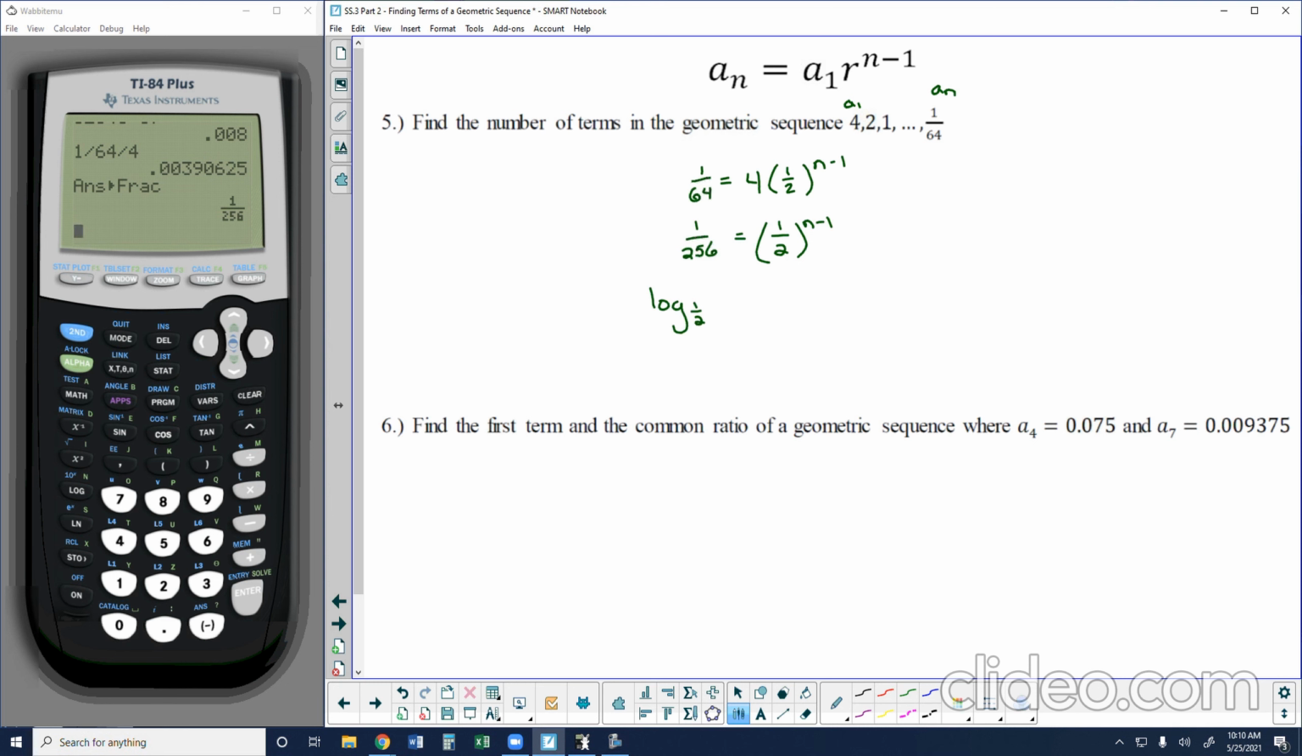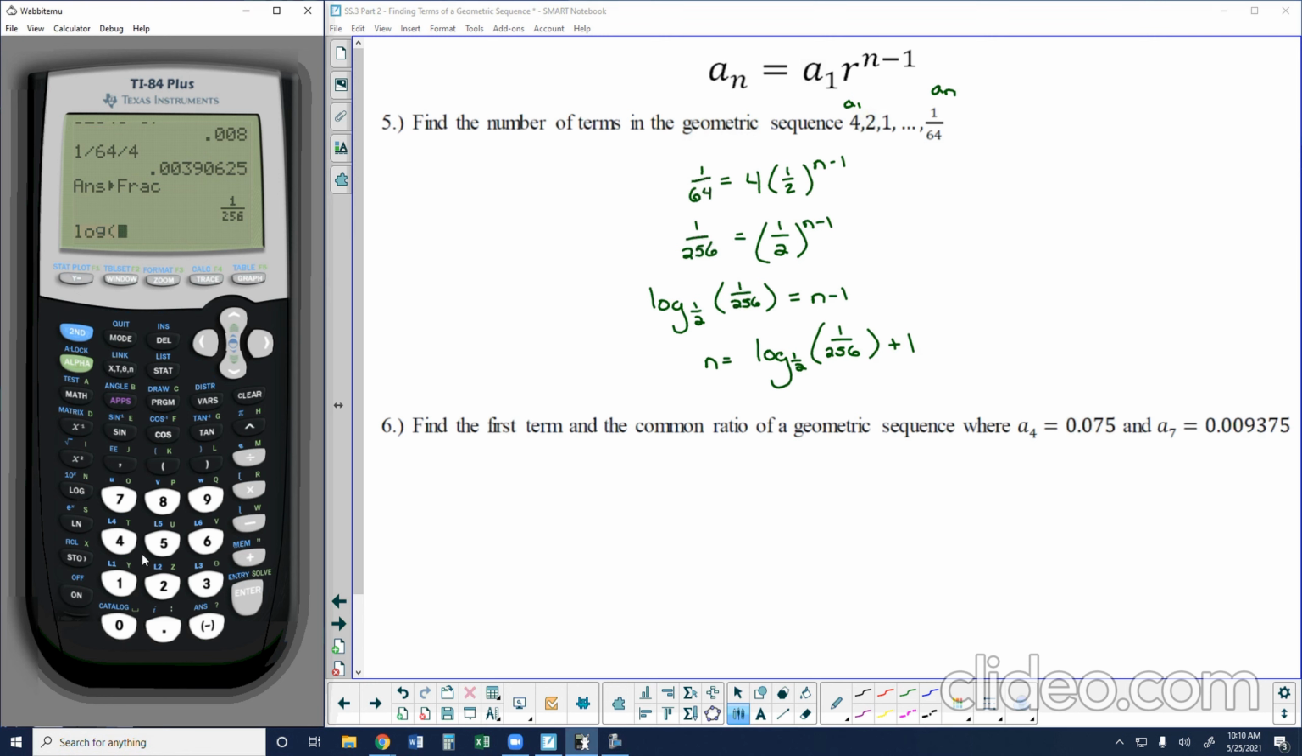So log base 1/2 of 1 over 256 is equal to n minus 1. Then to isolate n and get it by itself, I can add 1 to both sides. If you need a review of solving exponential equations, you can find that in previous videos.